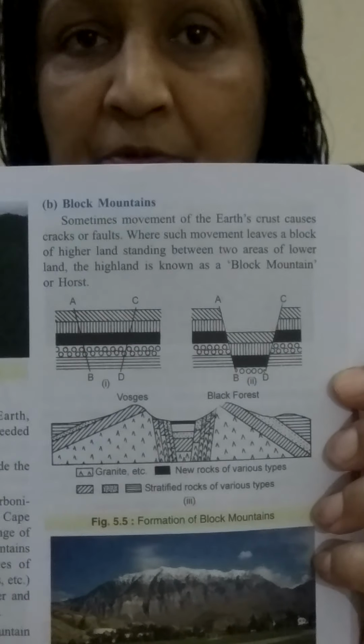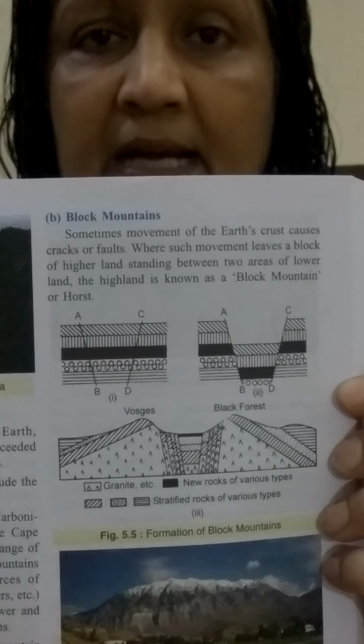Now, the next type of mountain is known as a block mountain. As I told you, when two forces act in the same direction, the folding occurs. But when the two forces work in the opposite direction, block mountains occur. See, it was given very nicely in this figure. It was given very nicely, the fault mountain. When the two forces act in the opposite direction, the earth's crust subsides.